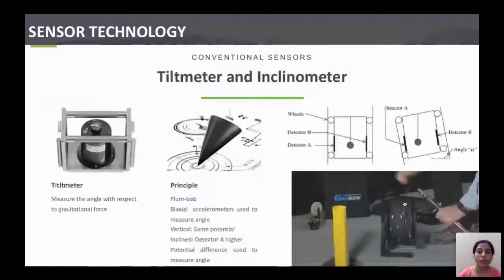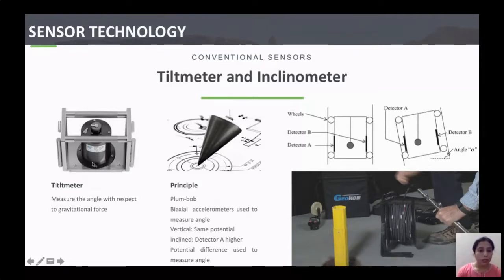In the conventional sensors, the last sensor is the tilt meter and inclinometer. They are used for measuring angles with respect to the gravitational force. Now, this is the tilt meter, and it works on the principle of the plumb bob, which I'm sure you all must have seen. They have these accelerometers inside them, and these two detector plates. If there is any inclination, the voltage across these detector plates will change. That will be calibrated to give you the angle, right?